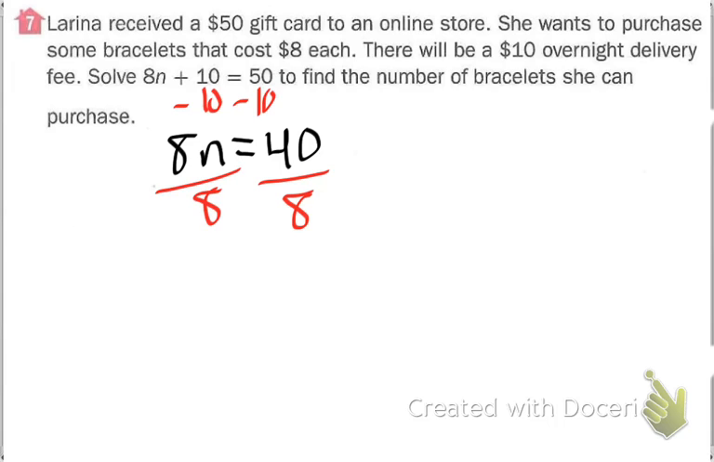Notice I haven't taken the time to cancel anything out in this question. Sorry if that's confusing. So 40 divided by 8 equals 5. So n equals 5. So that means she can afford 5 bracelets. That's the answer.